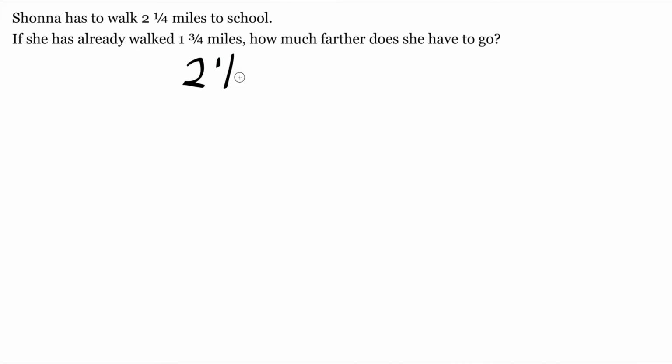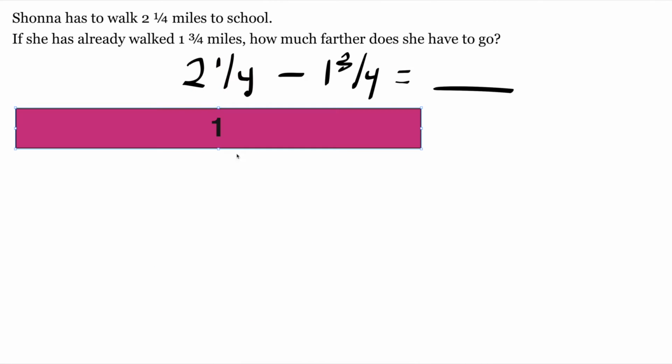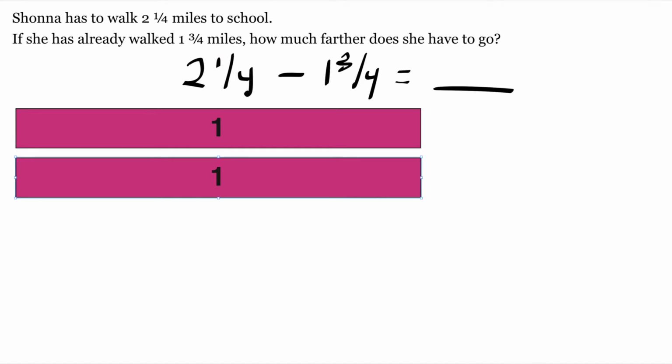2 1/4 miles total distance she has to walk, minus the 1 3/4 of a mile that she's already walked is going to leave us with the difference of how much farther she has to go. And I'm going to use fraction strips again to solve this one. So first thing I'm going to do is grab 2 wholes to represent the 2 whole miles, and then I'm going to grab 1/4 to represent the 1/4 of a mile. So there we go, 2 1/4 miles.